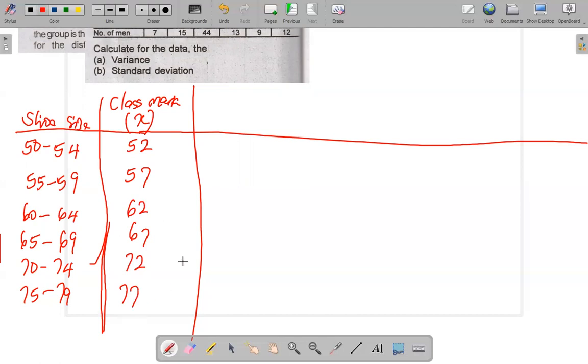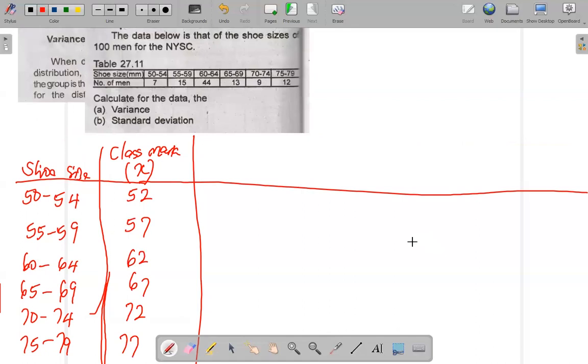So that is X. And we need to get the frequency F, which is still there in the table. For the first one, we have 7. For the second one, we have 15. For the third, we have 44. And we have 13, 9, and 12.